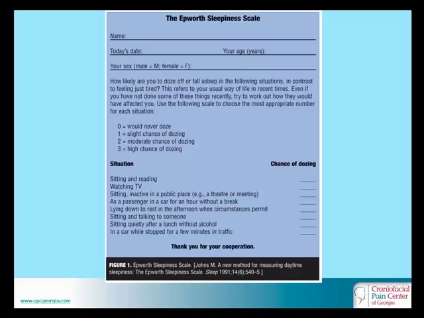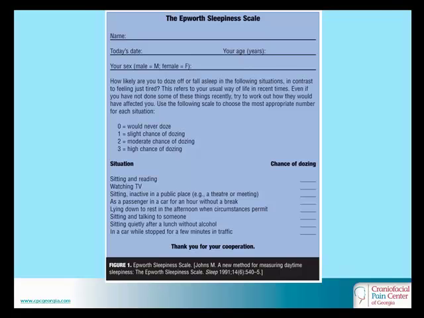And you would rate the situation of you dozing off from 0, would never doze off, to 3, a high chance of dozing off. What you're trying to get is a numerical representation of how fatigued or tired this individual is. It doesn't say anything more than just that. If they score greater than 9, it would be a wise thing to have a discussion about possible sleeping problems, fatigue, things of that sort, and then refer them to get a diagnosis made.